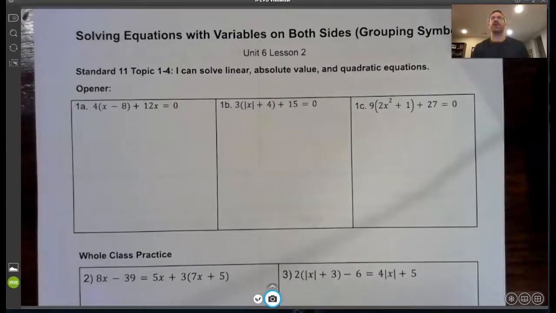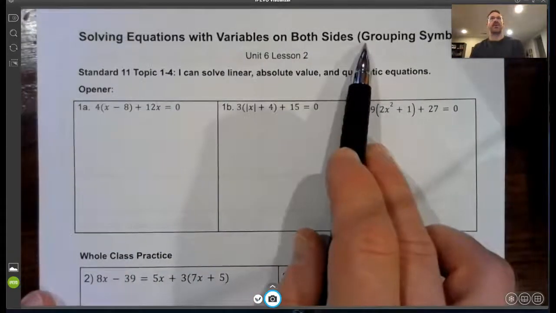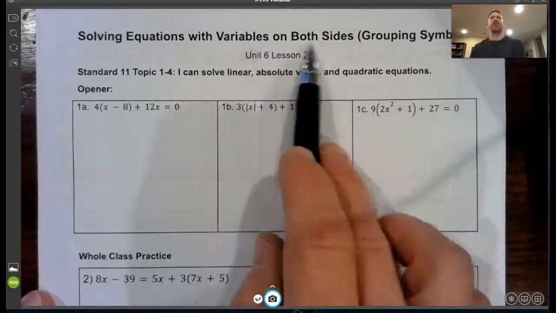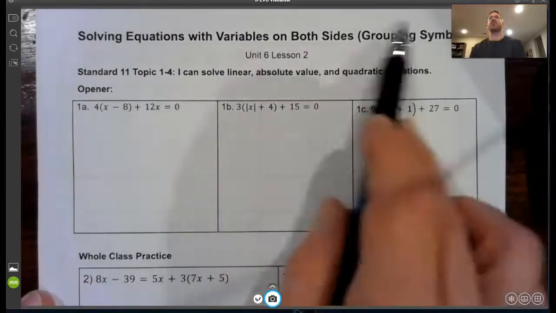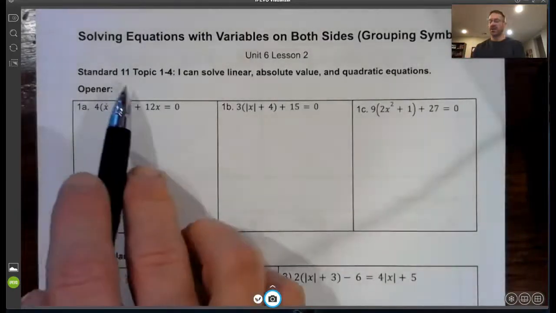All right, we're going to continue our conversation with solving. Once again, what you're going to see in this lesson is really like 95% review. We're just going to add one more little piece to the puzzle. So you can see that we are still solving, but now we're going to still solve with variables on both sides of the equation. And then we're going to add in some grouping symbols, which means we're going to have to distribute and combine like terms. And once again, this is standard 11.